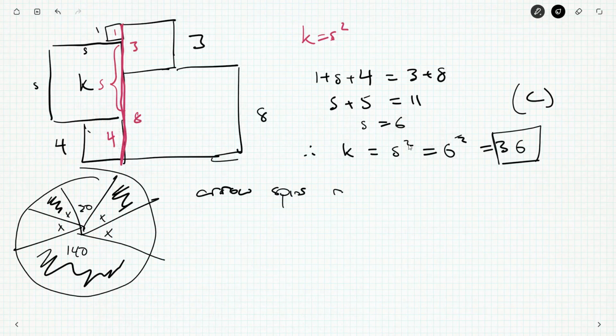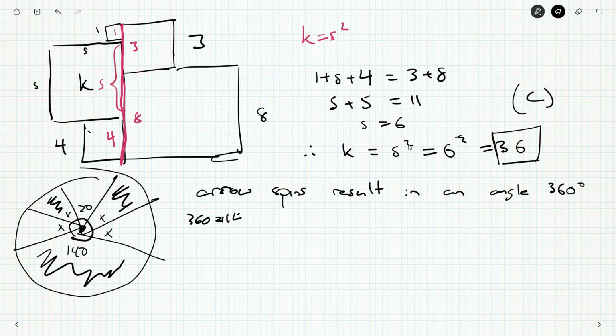So the arrow spins and results in the arrow being on an angle somewhere within 360 degrees. 360 degrees is the total circle. This is also, incidentally, how we're going to figure out what x is, because 360 is equal to 140 plus 20 plus 4 x's. We'll deal with that in a moment.